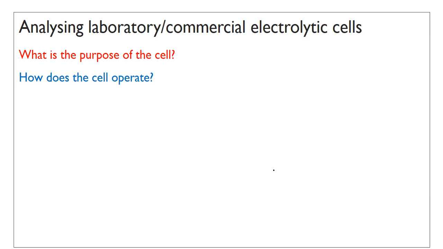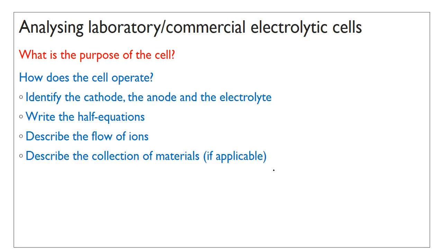How does a cell operate? A few things that probably will help you if you're stuck and you don't know where to begin. I will start by finding the cathode, the anode, the electrolyte. So the three key features of electrolysis.